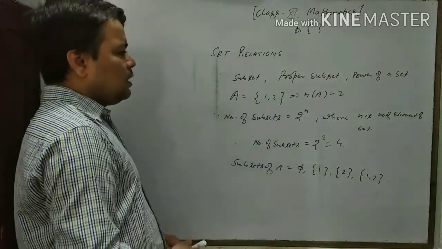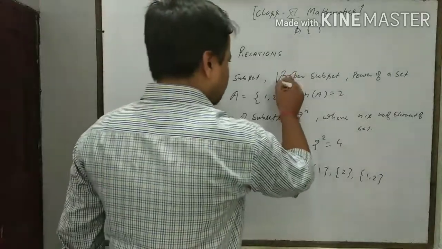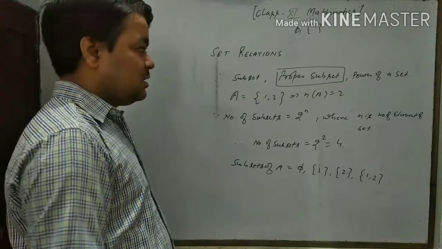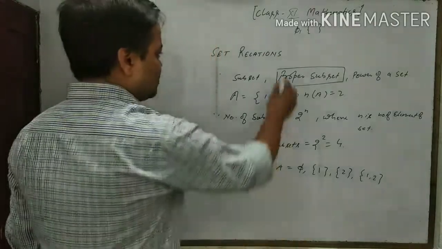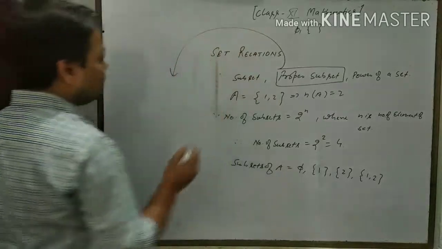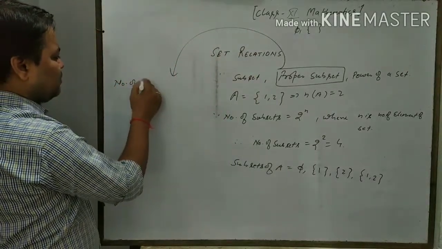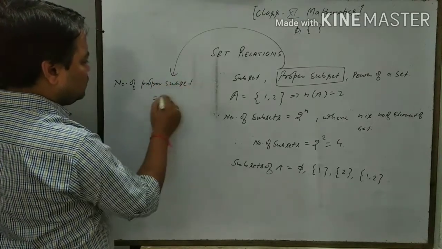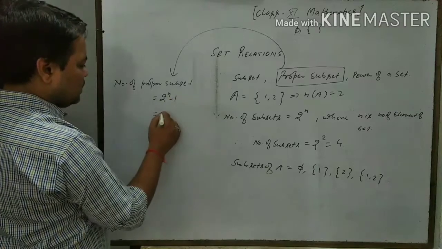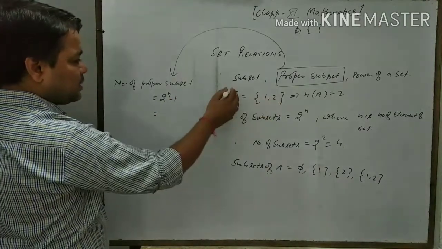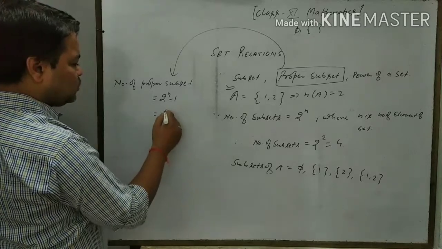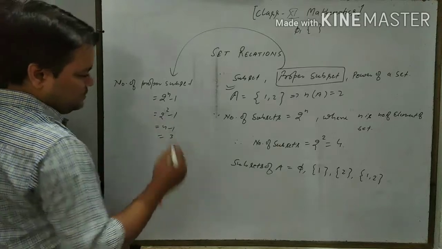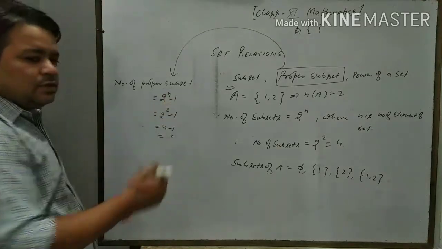Okay, now with the example I also try to discuss the proper subset. In proper subset, first of all let us see the formula. Number of proper subsets is equal to 2 raised to the power n minus 1. According to this example, 2 raised to the power 2 minus 1, that is 4 minus 1, that is 3. It means the number of proper subsets will be 3.